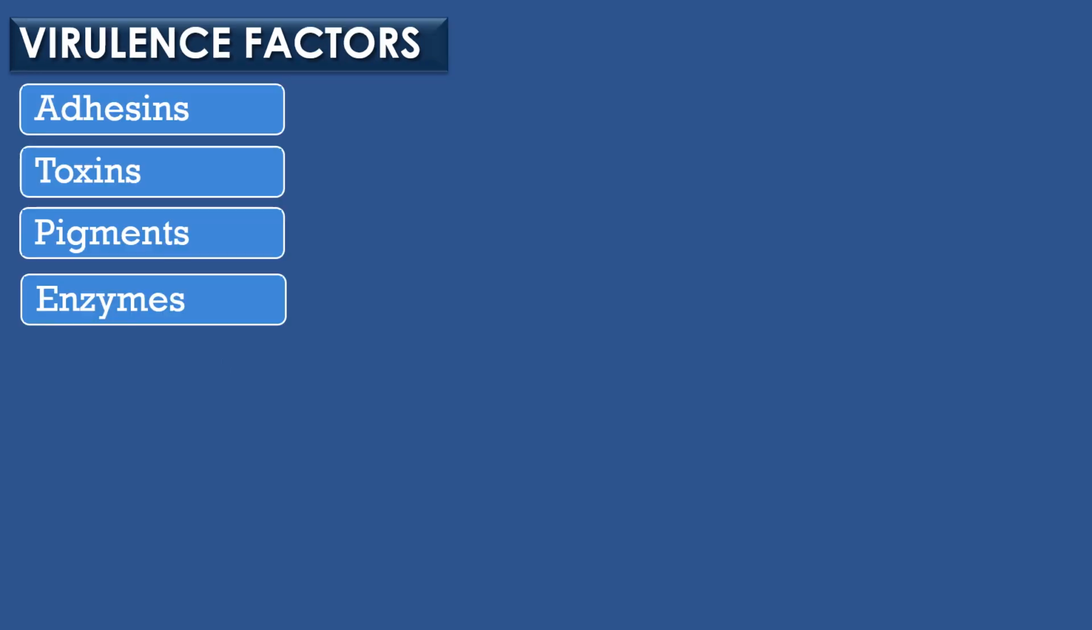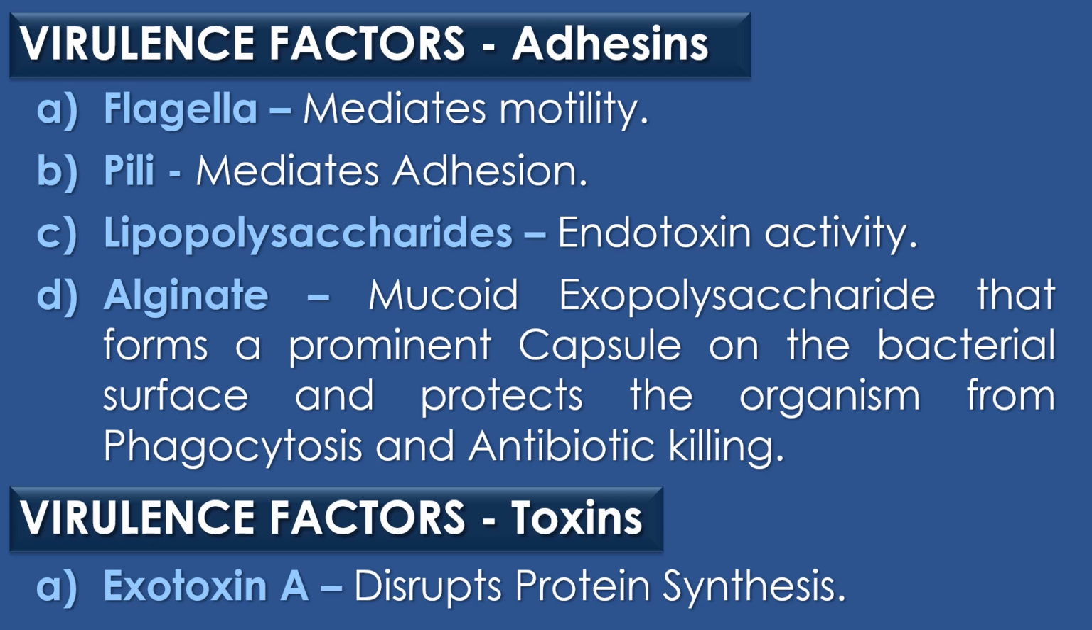Virulence factors of Pseudomonas aeruginosa. The ability of the microorganisms to cause disease is called virulence. The term virulence was first coined by the scientist Louis Pasteur. The virulence factors are the factors which are responsible for causing an infection in human beings. Pseudomonas aeruginosa has 4 virulence factors. They are adhesins, toxins, pigments, and enzymes. The first virulence factor of Pseudomonas aeruginosa is adhesins.